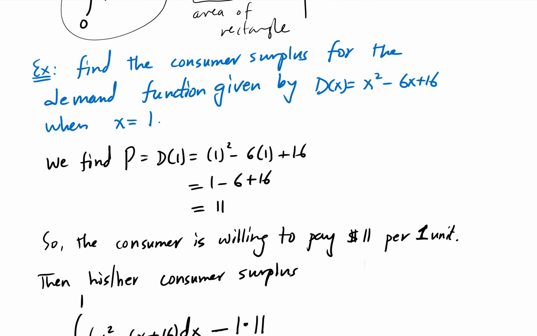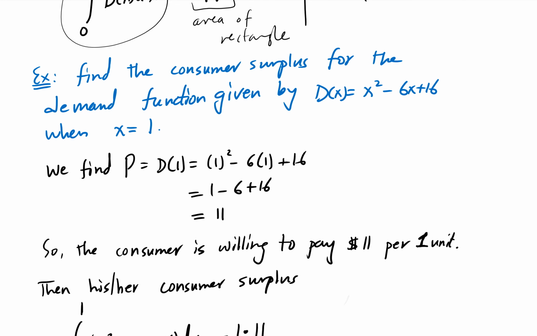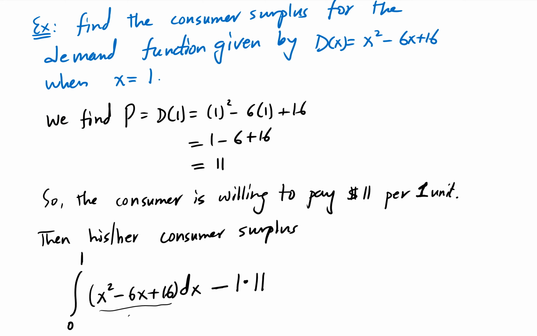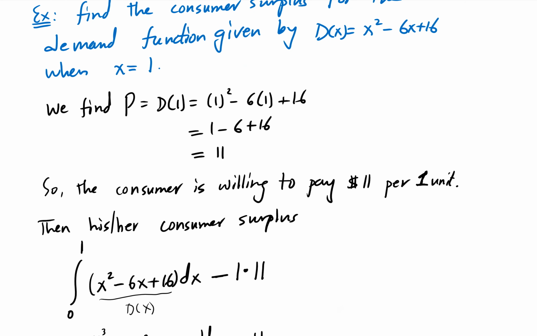Then to find the consumer surplus, remember we need d, this is d of x, right? And then it says Q times P. So this is P here, and that's Q. Q is the number of units, 1 unit.